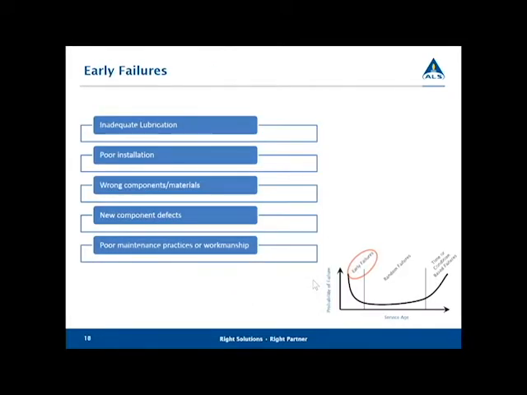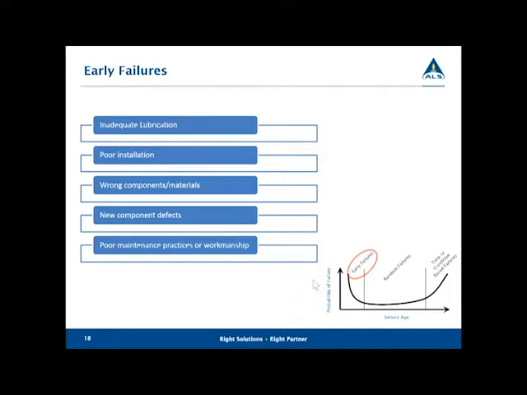When we look at the early failures, there could be several different reasons why these things are occurring. Inadequate lubrication usually happens. Perhaps we're putting the wrong grease, the wrong oil in that asset. Viscosity is the number one characteristic that has to be considered when we're lubricating the machine. Improper viscosity is definitely going to have a huge influence on early failures.